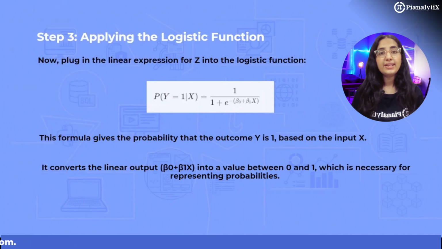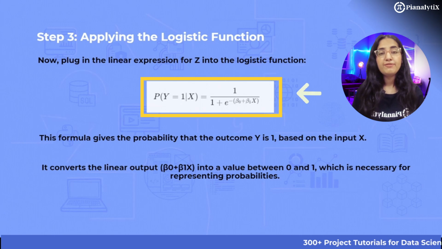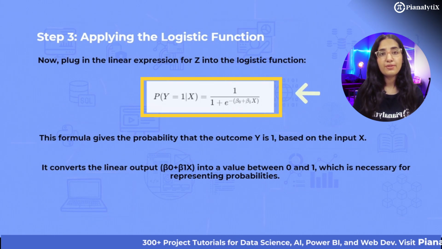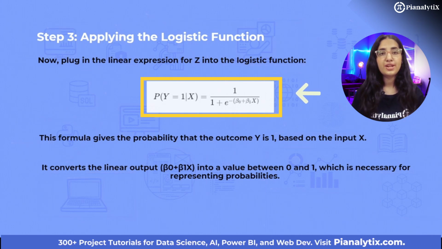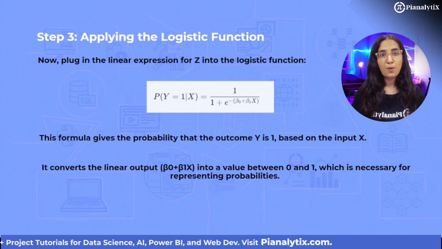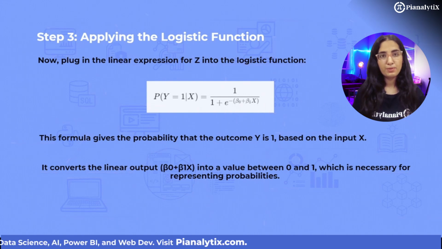Now plug in the linear expression for z into the logistic function. P(y=1|x) = 1 / (1 + e^(-(b0 + b1x))). This is the logistic regression equation that gives the probability of y = 1 for a given value of x. The term b0 + b1x is the linear combination of the features, just like in linear regression. But applying the logistic function ensures that the output is a valid probability.